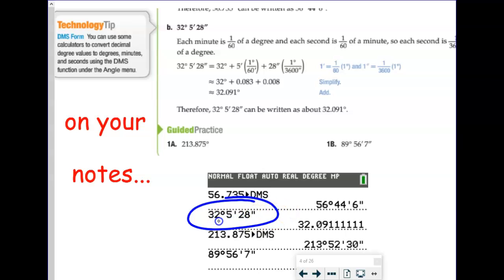So what I want you to do is type 32, and then you can find the degree symbol back in that angle menu. So go back to that second apps menu and pull up degree. And then keep typing. Type 5 and pull up the minutes. And then this is why I don't like this method. Then you type 28, and you'll notice there's no seconds key in the menu, which really bothers me because there's like nothing in that menu. Why couldn't they just put seconds in that menu?